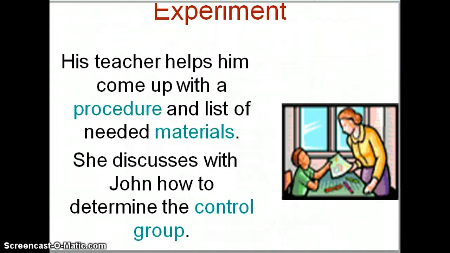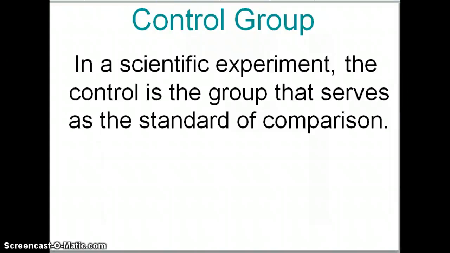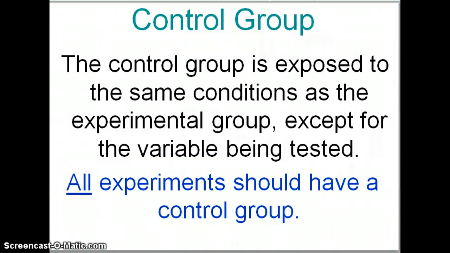His teacher helps him come up with a procedure and a list of needed materials. She discusses with John how to determine the control group. In a scientific experiment, the control is the group that serves as a standard of comparison. The control group is exposed to the same conditions as the experimental group, except for the variable being tested. All experiments should have a control group.